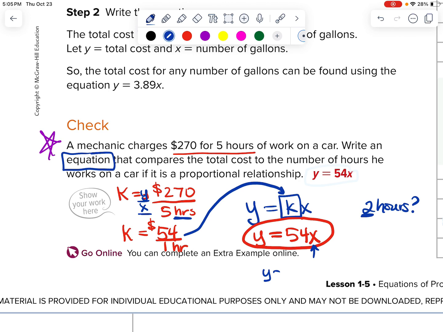So now I'd have y equals 54 times 2, and I can solve that to figure out how much money I would pay. 54 times 2, $108 for 2 hours of work. All right, I could do the same thing if I said 10 hours. I would take 54 times 10. Or if I said 20 hours, 54 times 20, and so on.